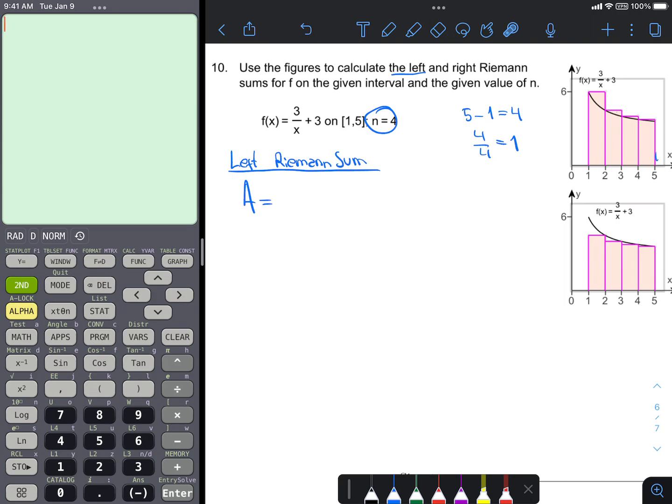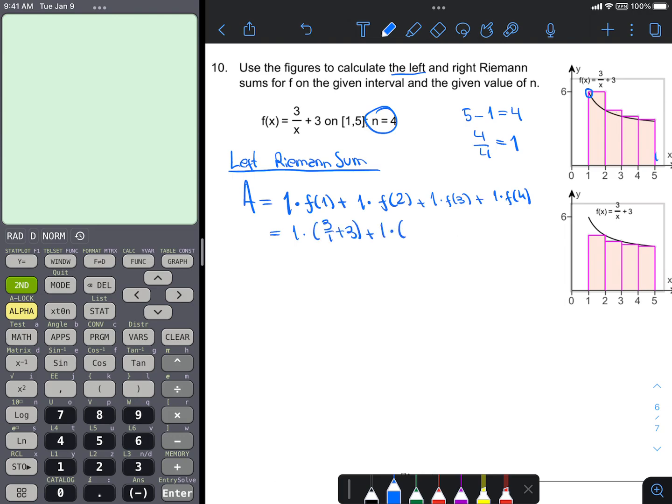And so for the first rectangle, I'll have base, which is 1, times height. And since I'm doing left Riemann sum, the height will be f of the left side point. So f of 1 plus 1 times, so the second rectangle, this is base 1 again, but then height is f of 2 instead. I'm doing the left point. And then 1 times f of 3 plus 1 times f of 4. So f is given to me, so that's pretty simple. 1 times 3 over 1 plus 3.